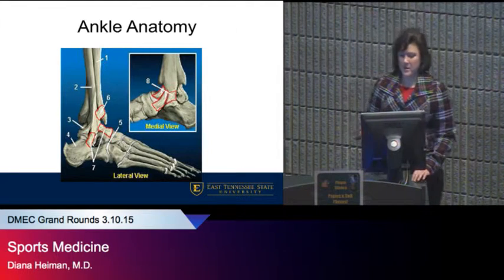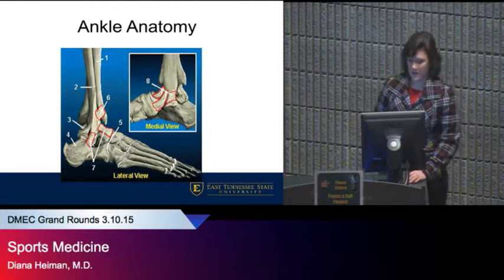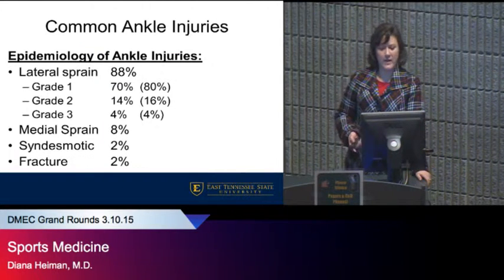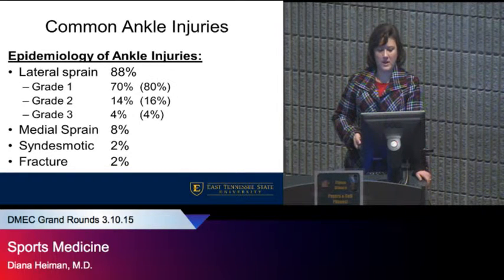So everyone remembers their ankle anatomy. You've got the deltoid ligament on the medial aspect, the syndesmosis here, the tib-fib ligament, anterior talofib, calc fib, and then the posterior talofib is sitting up buried underneath there. So lateral ankle sprains are 88% of injuries. Medial are much less. Fractures are even much less. So really, lateral ankle sprain is going to be where the money is.